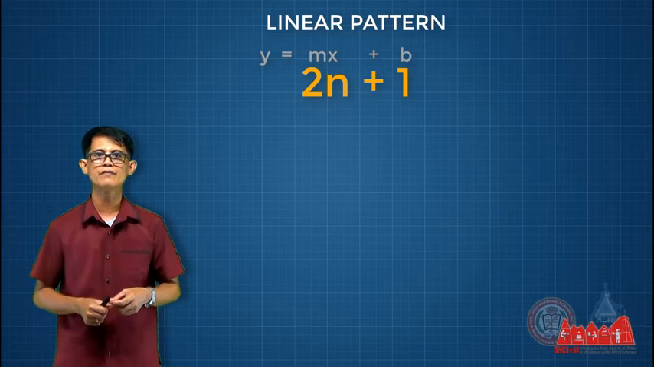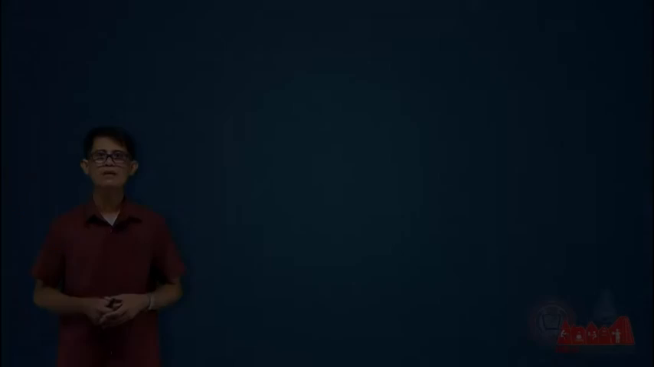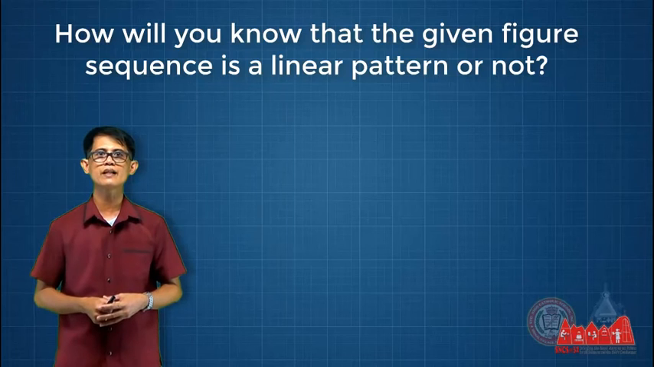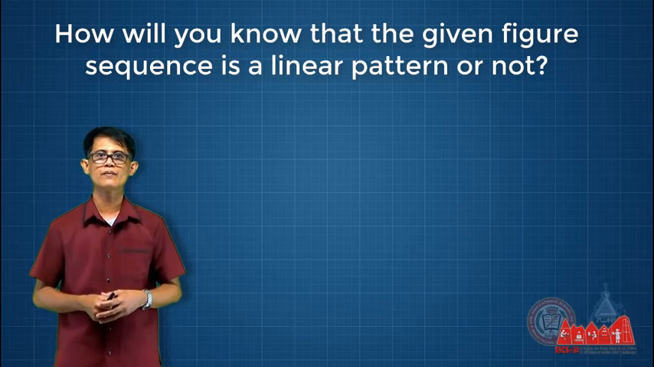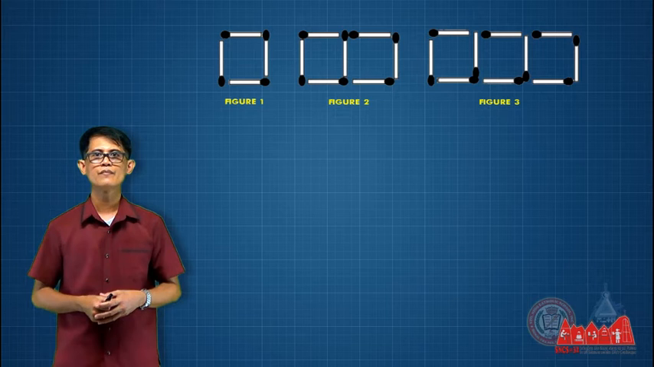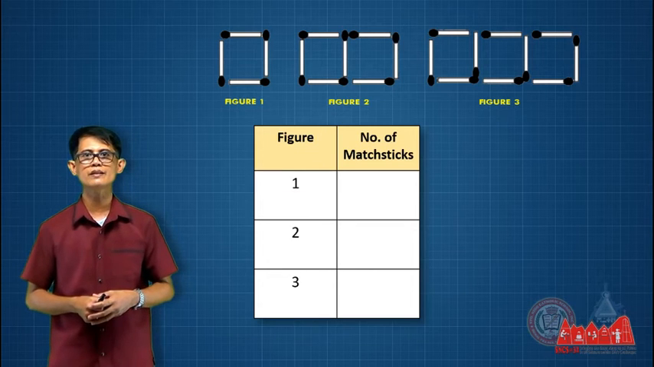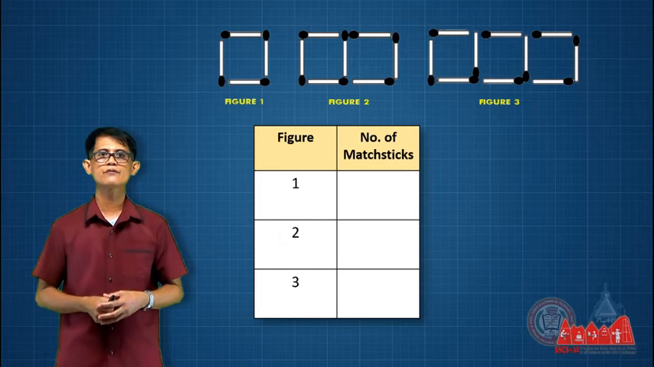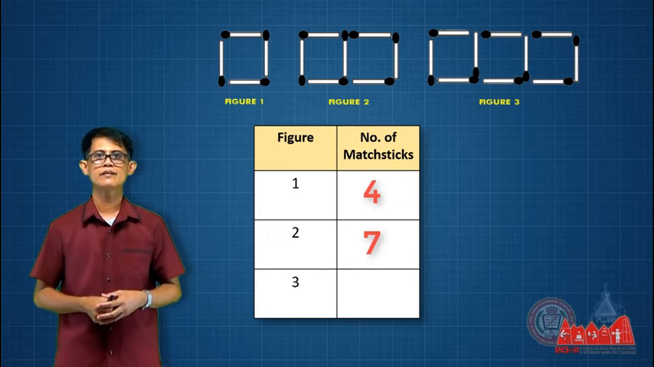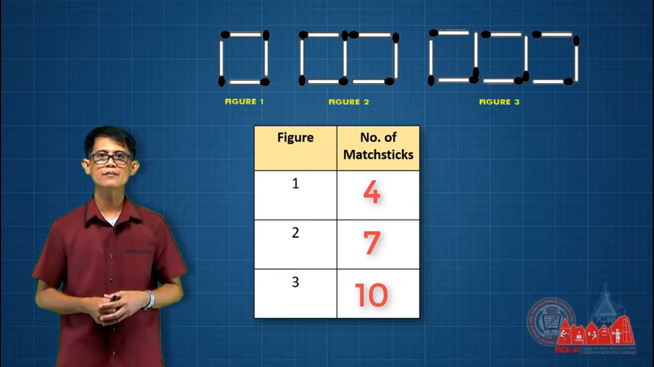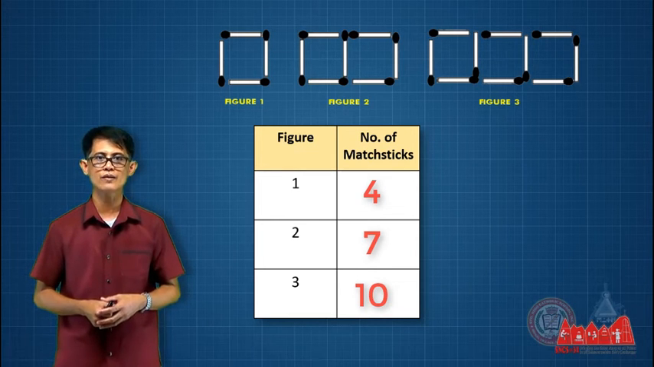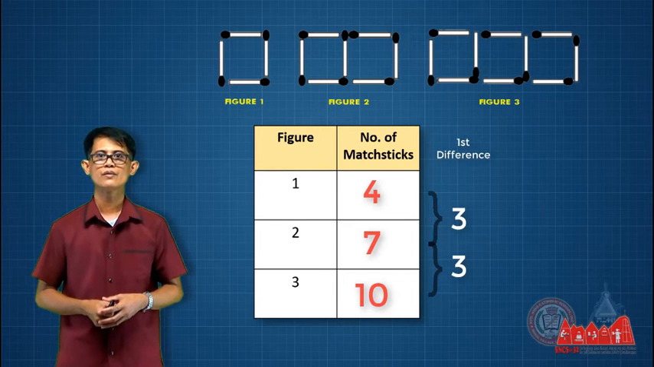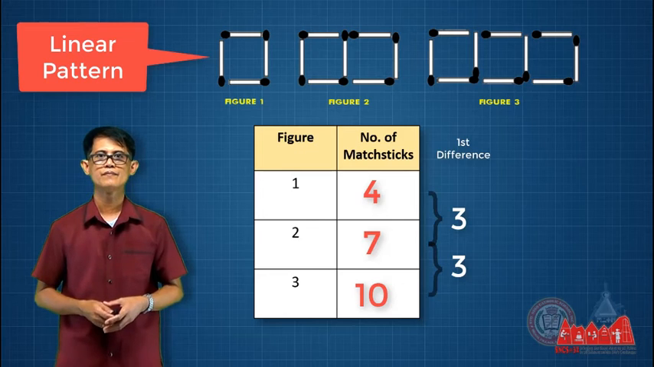Because 2n plus 1 is a linear pattern, what is the shape of its graph? It's a straight line. How will you know that the given figure sequence is a linear pattern or not? Let's examine this one. We simply make a table. The first column is for the figure numbers and the second column is for the number of matchsticks. So figure 1 has 4 matchsticks, figure 2 has 7, and 10 matchsticks. Is this a linear pattern? A simple test will do. Just get the interval or the common difference of the second column. It's a constant 3. We are just adding 3 each time. Therefore, this is a linear pattern.